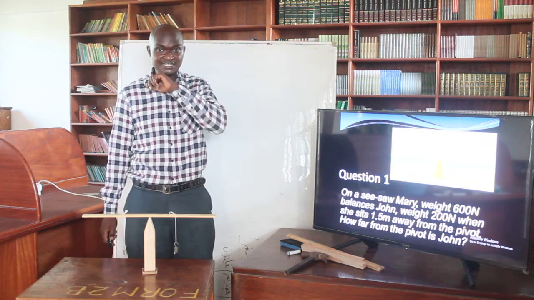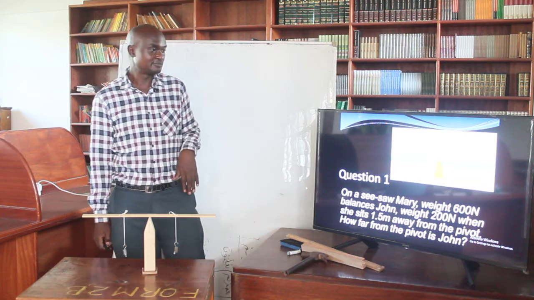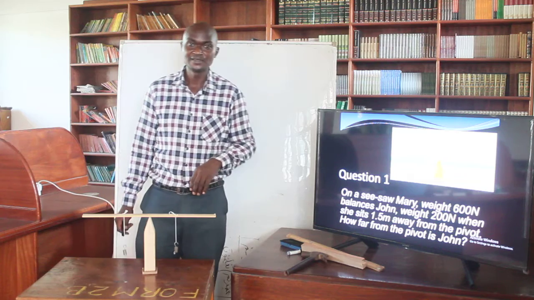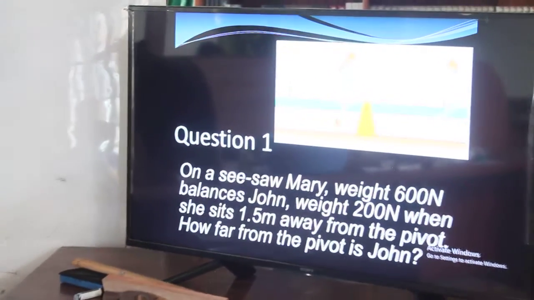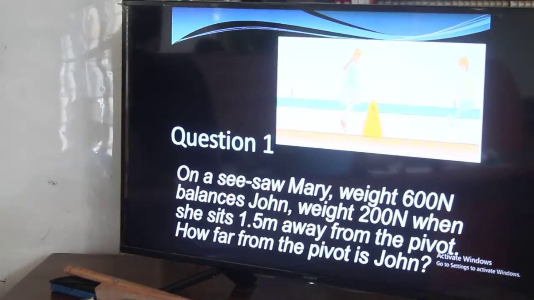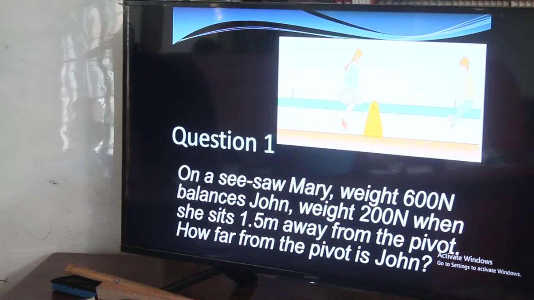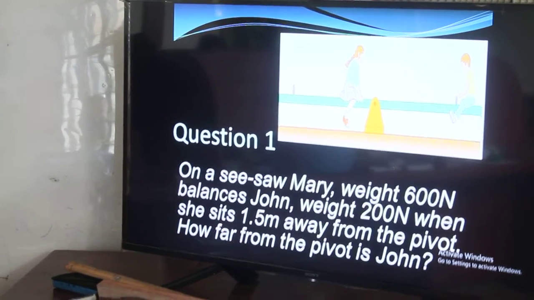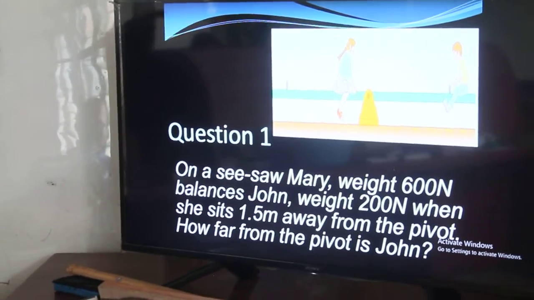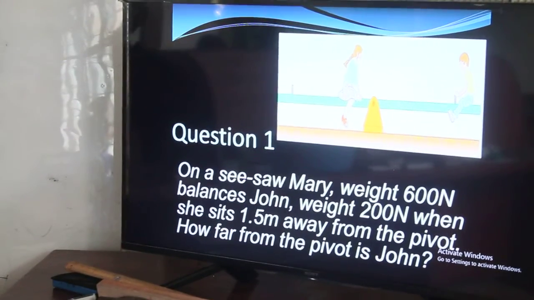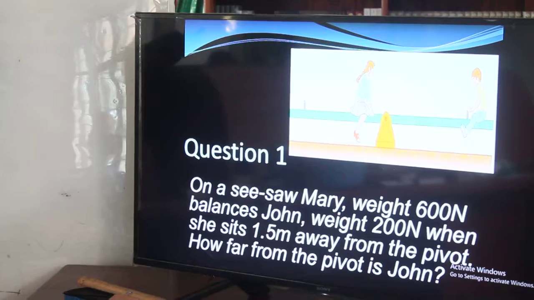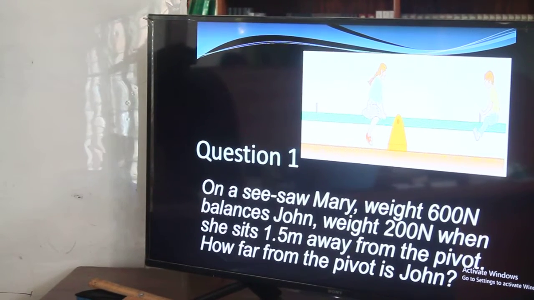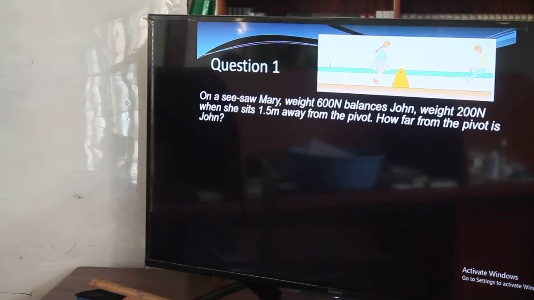Let's see if we can answer a question using that. Diagram here of two kids on a seesaw. On a seesaw, Mary's weight is 600 newtons and balances John's weight, and John is 200 newtons, when Mary sits 1.5 meters away from the pivot. So how far from the pivot is John? Remember, W1 is 600 newtons, D1 is 1.5 meters, that's Mary. D2, we don't know, but W2 is 200 newtons, that's John's weight.